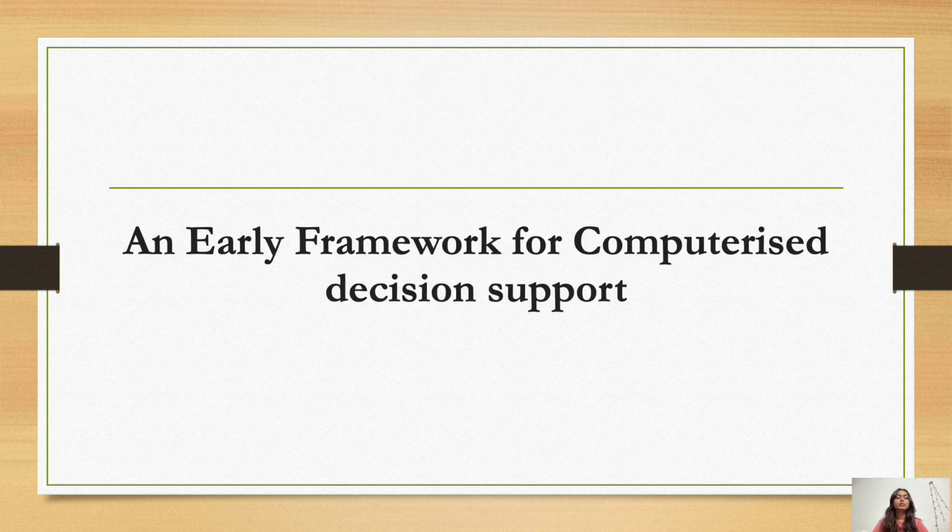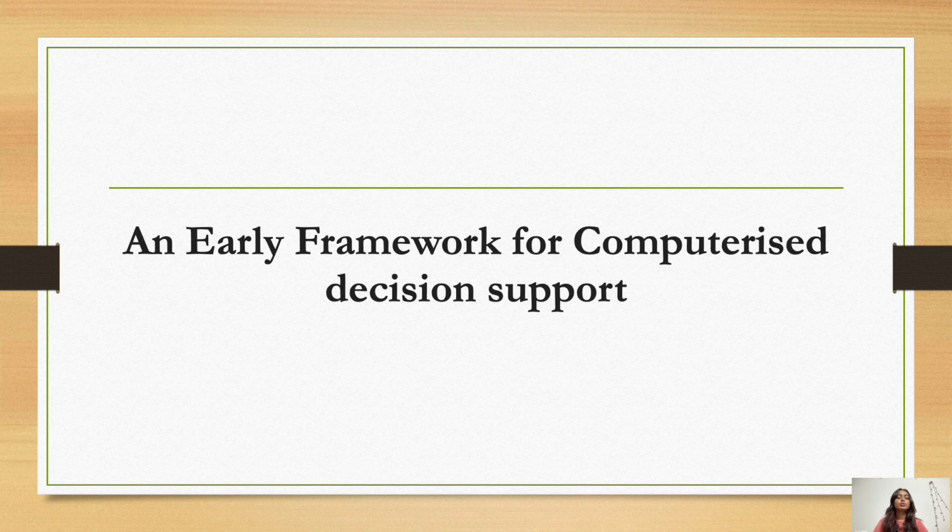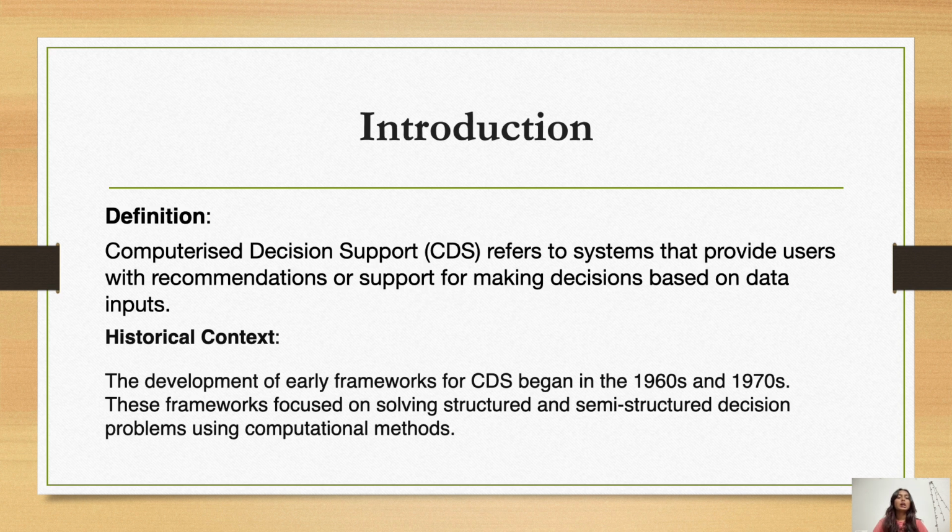So the topic for today is an early framework for computerized decision support. Introduction to an early framework for computerized decision support. Definition: computerized decision support refers to systems that provide users with recommendations or support for making decisions based on data inputs. Historical context: the development of early frameworks for CDS, which is computerized decision support, began in the 1960s and 1970s. These frameworks focused on solving structured and semi-structured problems using computational methods.